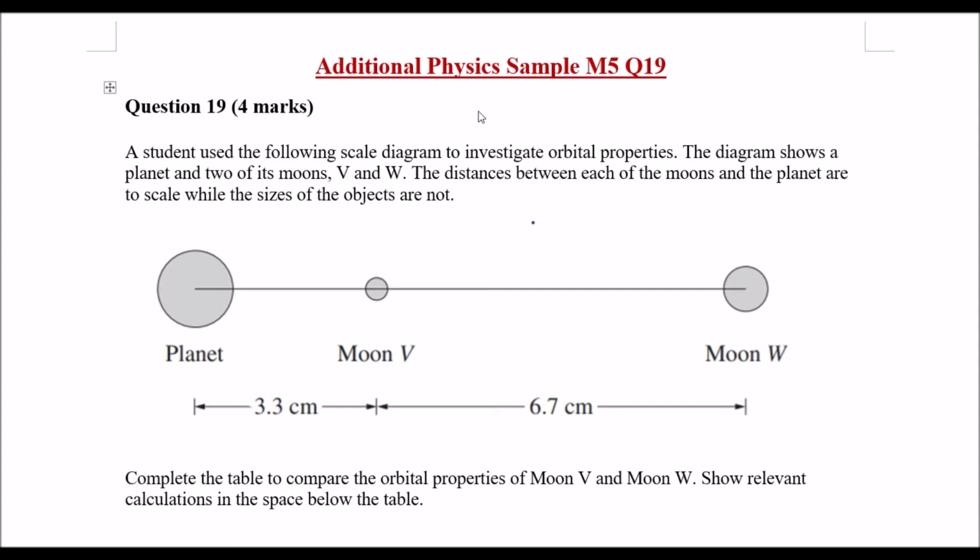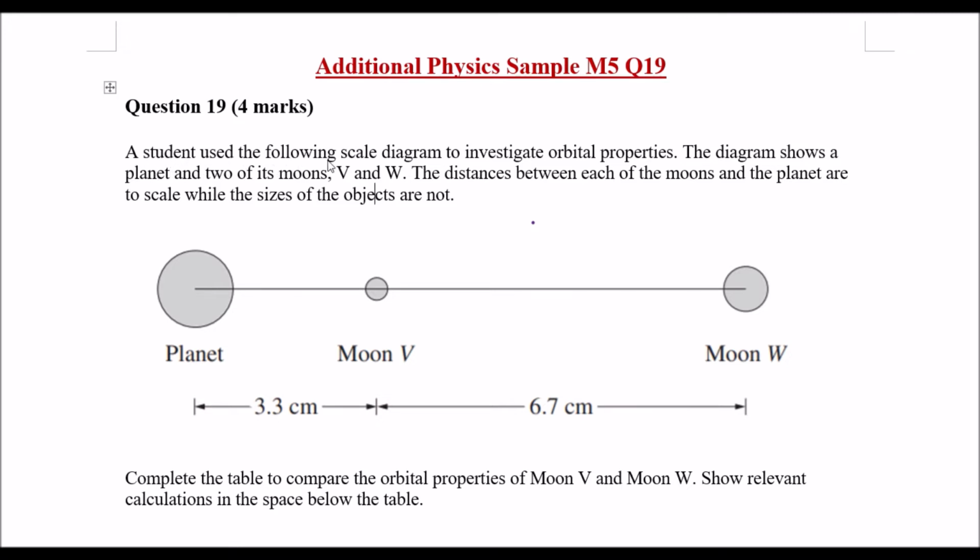We're going to go through another HSC physics type of exam problem. This is from the additional sample paper, question 19 for module 5, which is on advanced mechanics. So this focus is more on motion in gravitational fields, which is inquiry question 3. Let's have a read of the question.